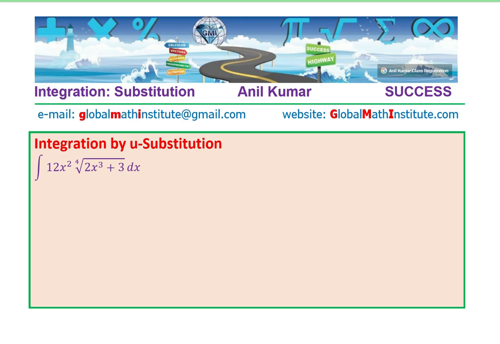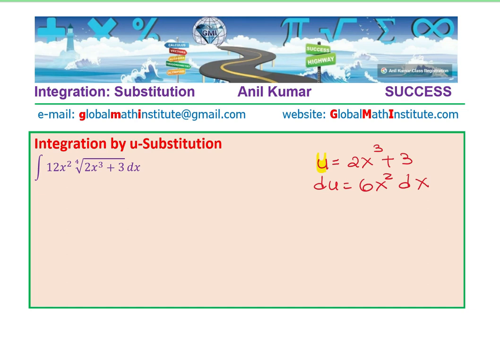So now let's begin with the solution of the last question at hand, which is integral of 12x squared and fourth root of 2x cubed plus 3. So in this case, we could substitute the term in the radical, which is equal to 2x cubed plus 3 as u. And so du will be 6x squared dx. Makes sense?